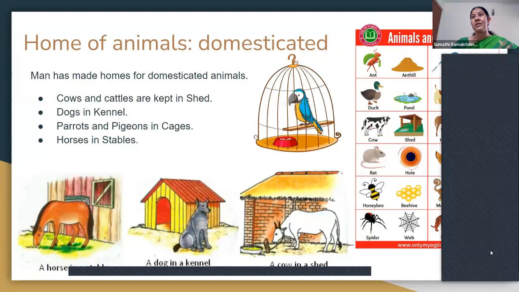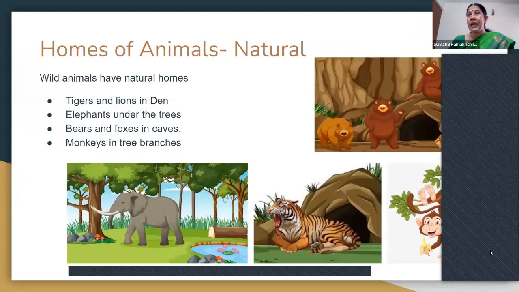So then you can talk about all these animals and their homes. Then homes of animals which are natural. Now lion and tiger, they naturally live in a den. Elephants, they live under a tree. Actually, they don't live, they just move around. Then bear and fox in caves, monkeys in tree branches. This is the basic common things which we discuss often. So these are the homes of animals which live in the natural condition.